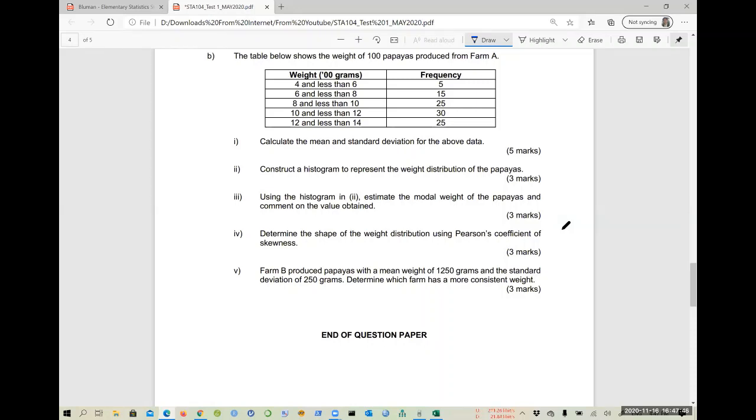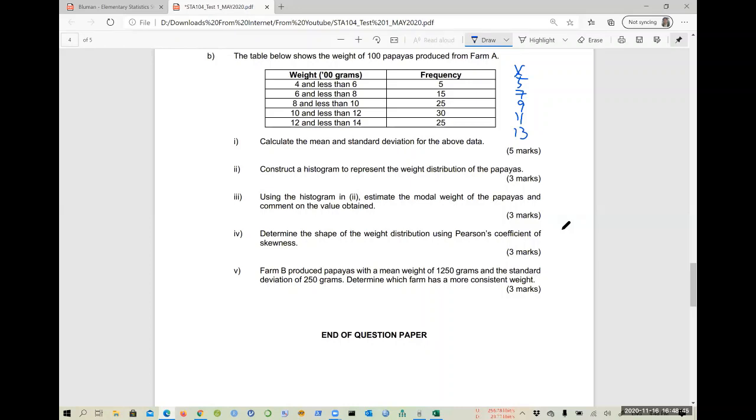You can do it using a table form, or you can skip the table and find the summation using your calculator. Even if you don't use the function, you can also calculate it manually, but you have to find the summation of fx and summation of fx squared. The first thing you need to do is find the midpoint for each of the classes. So x, the midpoint, will be first 5, and then 7, 9, 11, and 13. So that is the value of x for the midpoint.